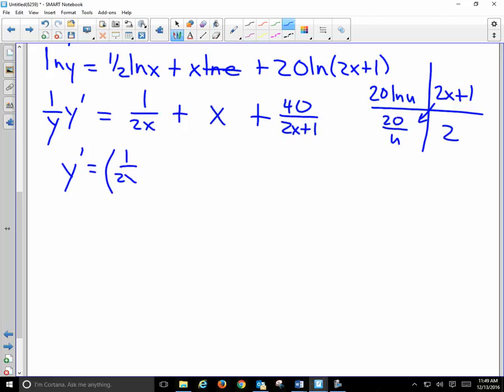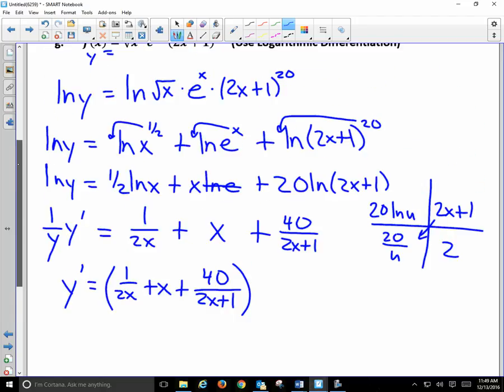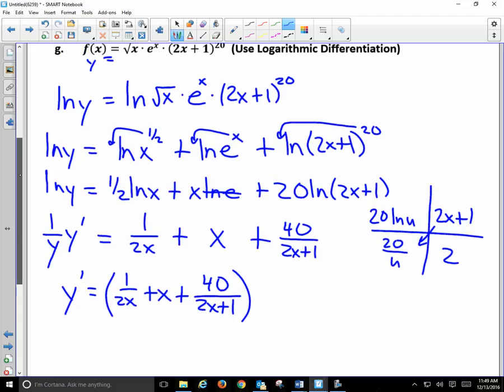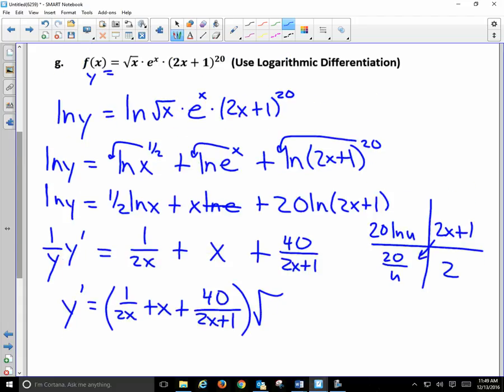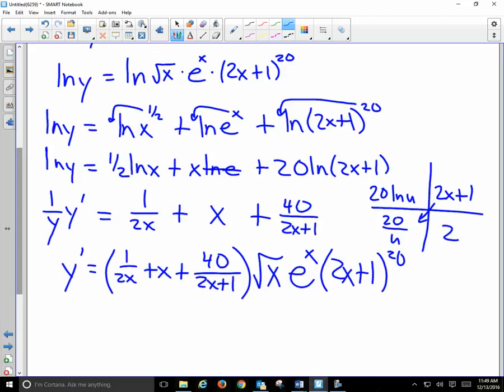So I have 1 over 2x plus x plus 40 over 2x plus 1 times y, which is the square root of x times e to the x times 2x plus 1 to the 20th power. That's it. And the nice thing is it's already factored, isn't it? So it looks pretty good.